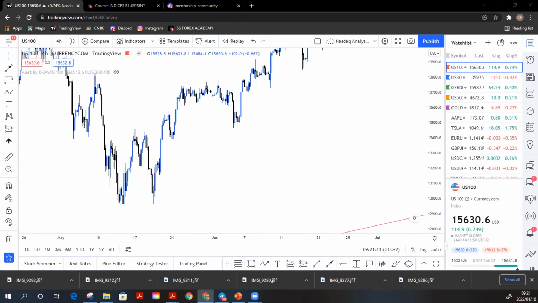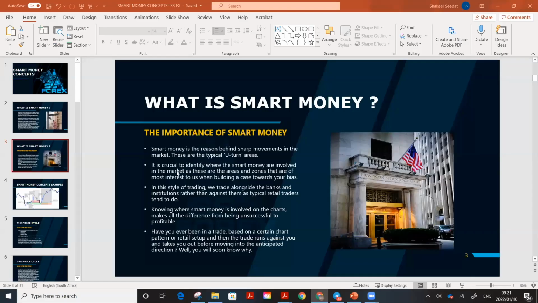So okay, it is crucial to identify where smart money is involved in the market, as these are the areas and zones that are of the most interest to us when building a case towards your buyers, right? Like I said, those areas or zones become your point of interest in the market. You know that there's something happening at those areas, and those are areas that you are going to look at for future moves.